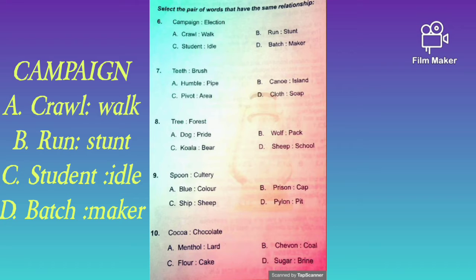Okay, let's see the other one. If there are others that make sense more than this. So we have run, stunt. Nah, it doesn't make sense. We have student, idle. No, students are never idle, just like you. They're always up and doing. Okay, that doesn't match. We have batch, we have maker. Nah, it doesn't make sense. So we are left with our option A, which is crawl and walk. You crawl before you walk. You do your campaign before an election. That makes sense, right? Yes, of course it does.